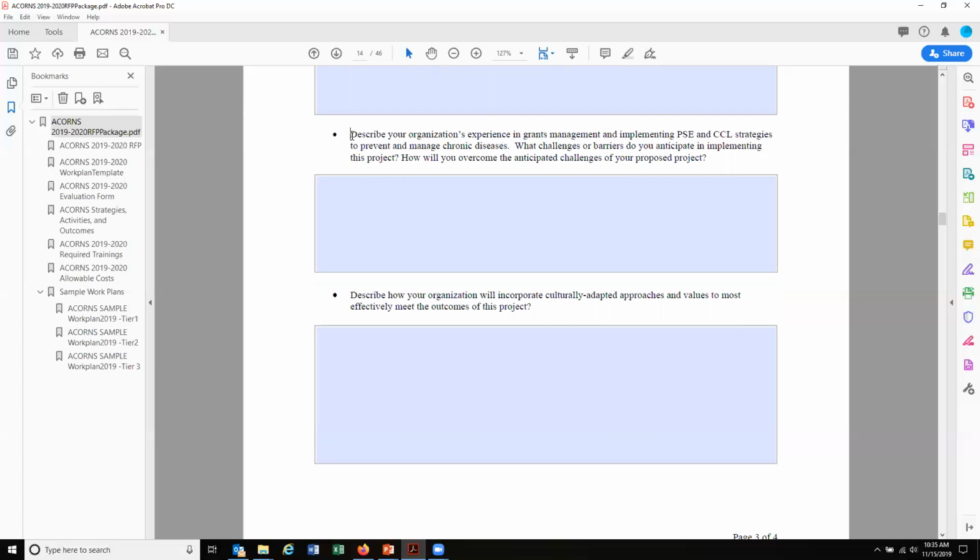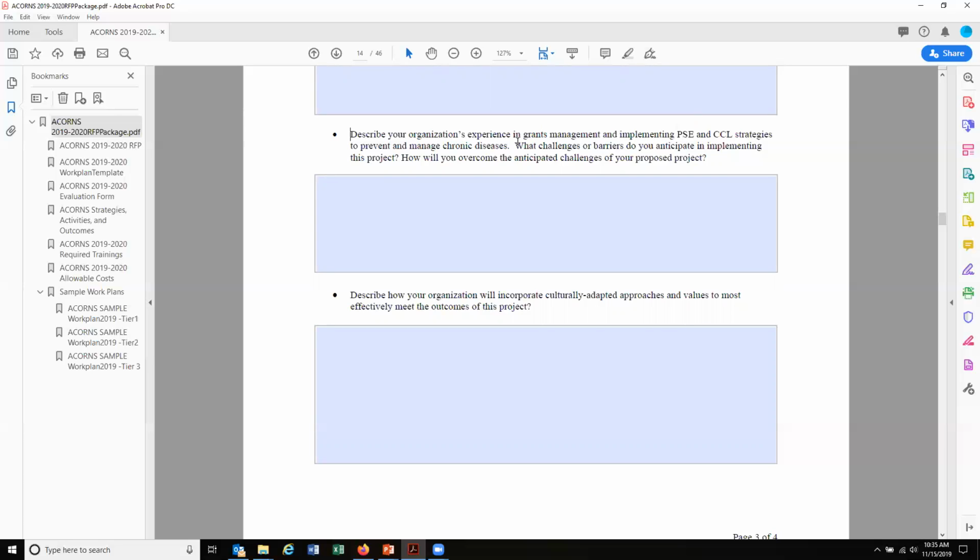If you are new to this, that is fine, but you are able to maybe demonstrate that you've implemented other grants. Perhaps you've previously implemented ACORNS. And with that, we want you to think about what challenges or barriers you anticipate. As people that are distributing funds, we understand that projects don't always go as planned, but a project that can anticipate things that might go wrong early on has a better chance of being successful because you're being realistic about actually implementing it.